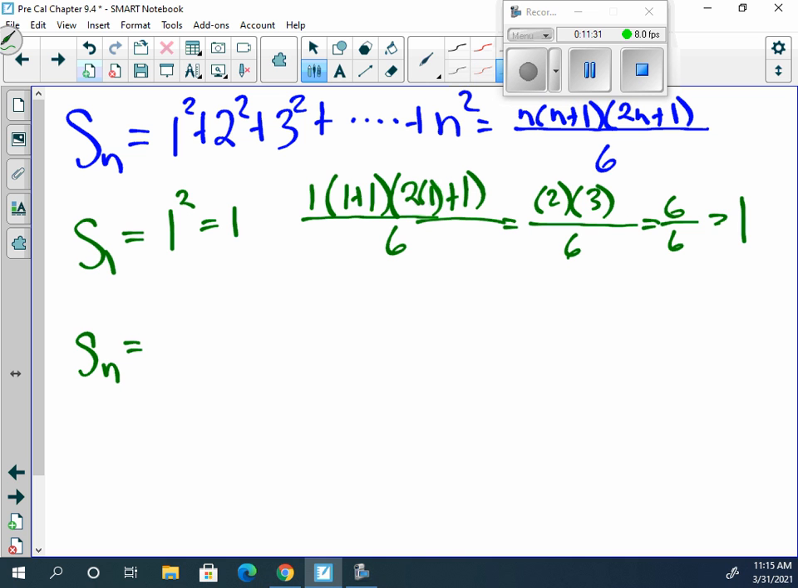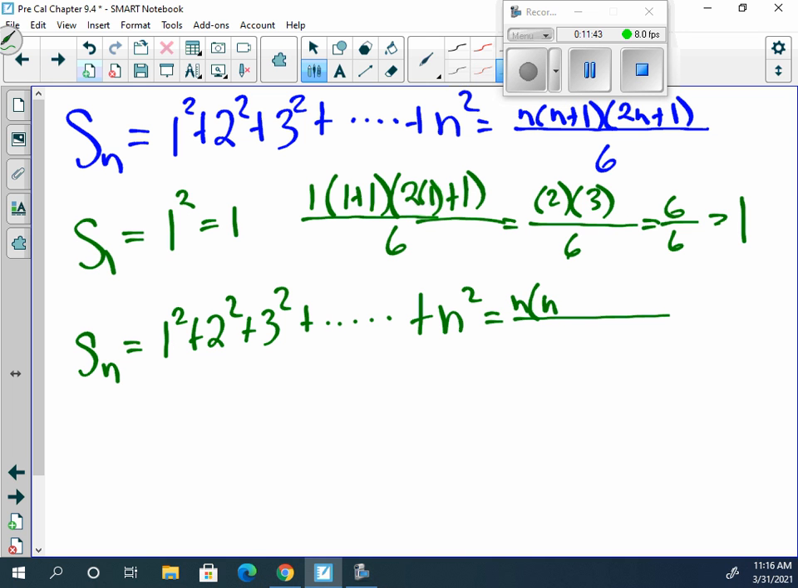Now S of n would be 1 squared plus 2 squared plus 3 squared all the way up to plus n squared, which is the same thing as n times n plus 1 times 2n plus 1, all over 6.